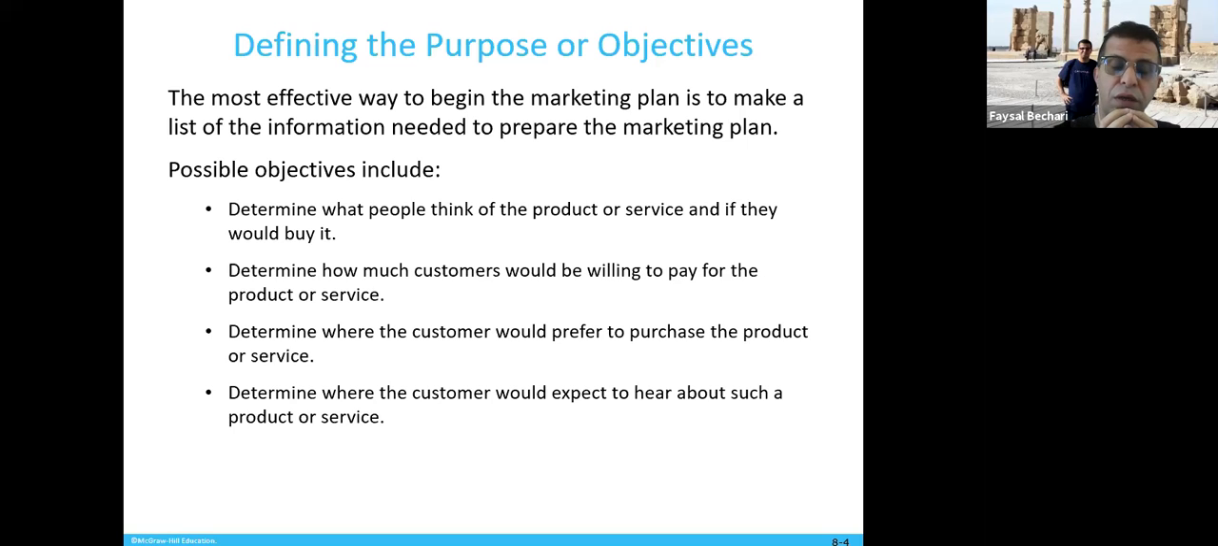because after all, you're running a profitable business. Determine where the customer would prefer to purchase the product or service. So once again, we're talking about price, promotion, place, and product. And determine where the customer would expect to hear about such a product, where you're going to promote it. Is it through advertisement, YouTube, networking, or pamphlets? How are you going to advertise that?